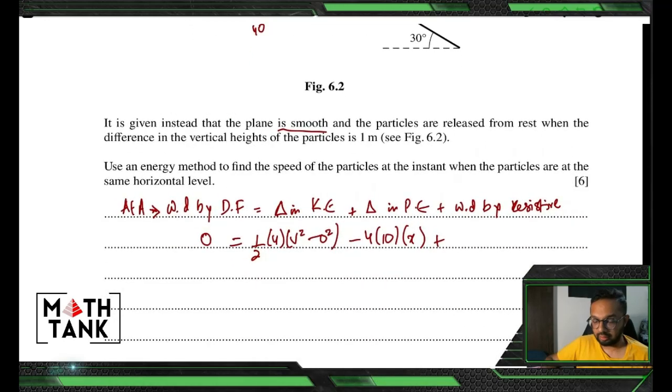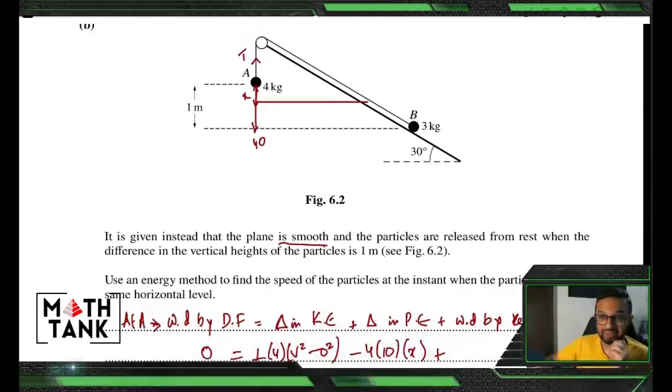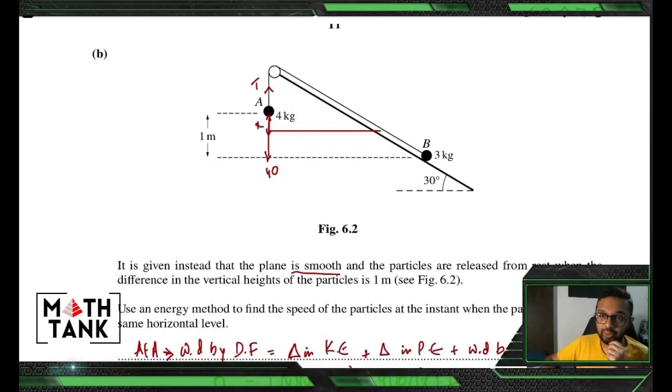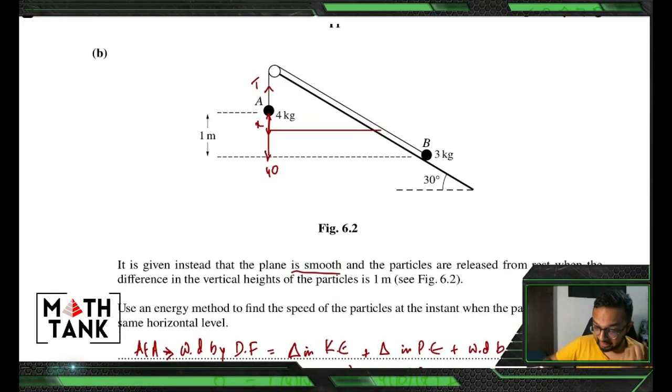Now for the work done by resistive forces, there is a tension resisting this. Do I know this tension? Right now I don't. Can I still solve for this tension? Yes, it's simple. I can just start resolving the forces again, trying to construct equations and see what I get.